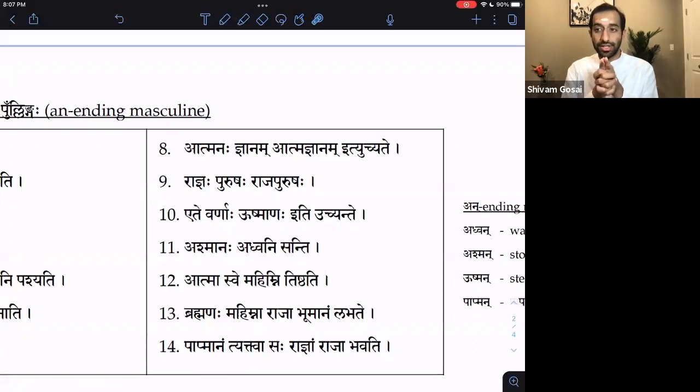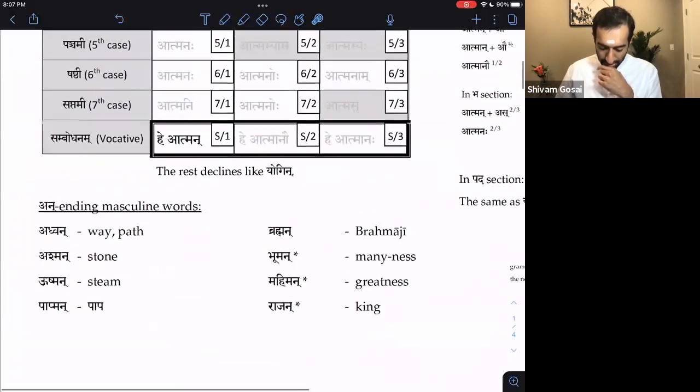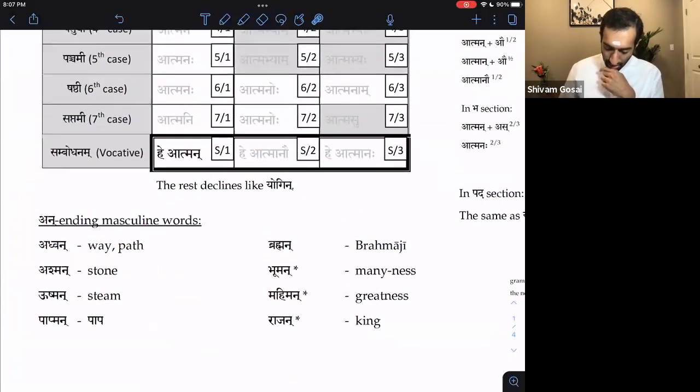So we'll continue with this in our next class, where we'll keep looking at Atma. Mainly, we need to look at these words that are in the star, because they decline slightly differently, but not too differently.